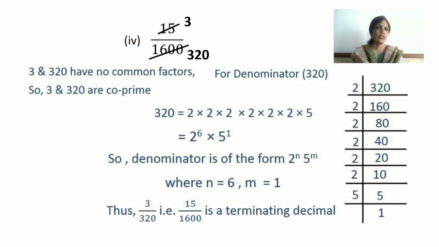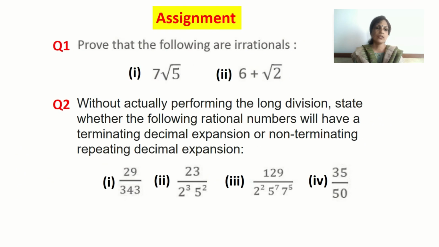Alright, so easy to understand. I hope you all will be able to do it. Along with this, you have an assignment. I want all of you to solve these 2 questions and try and check out whether you're getting the answers. Prove that the following are irrationals, wherein you have to follow the steps which I have explained to you, and in the second case, without actually performing the long division method, you have to check whether the decimal expansion is terminating or non-terminating and repeating by following the 2 rules.